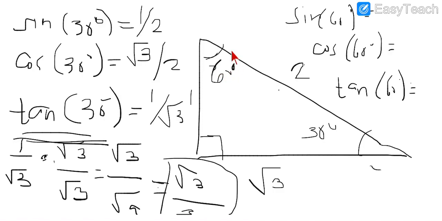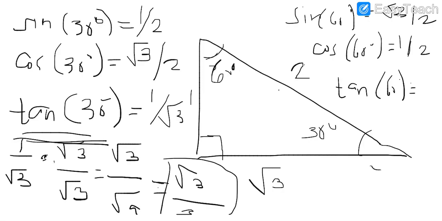Sine of 60 degrees is equal to the opposite side, square root of 3, divided by the hypotenuse, which is 2. That is square root of 3 over 2. Next, cosine of 60 degrees is equal to the adjacent side, which is 1, divided by the hypotenuse, which is 2. So we have 1/2.